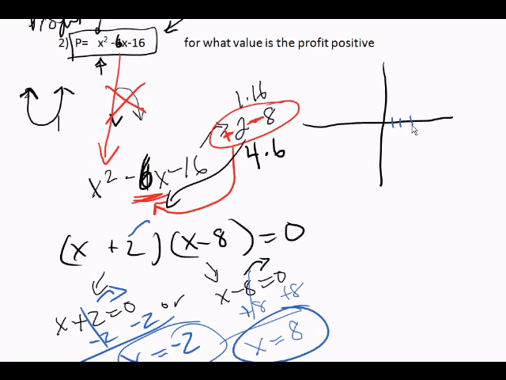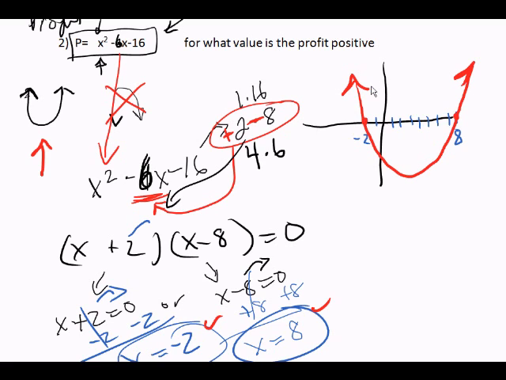Now watch what I do with this x equals negative 2 and x equals 8. Here's 1, 2, 3, 4, 5, 6, 7, 8. Here's 8. This is negative 2. I'm going to put a dot on negative 2 and a dot on 8. Now, remember, my graph looks like this. It's a U shape going up. My graph has to go through those 2 points.